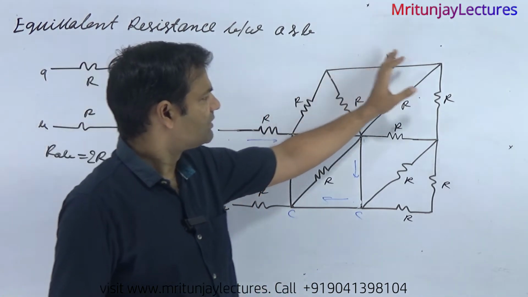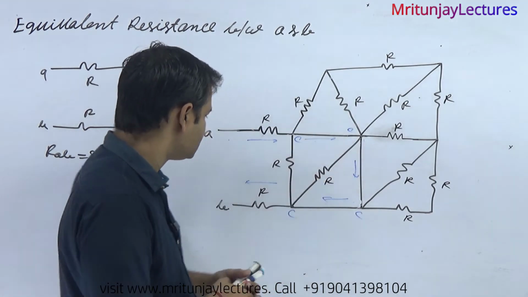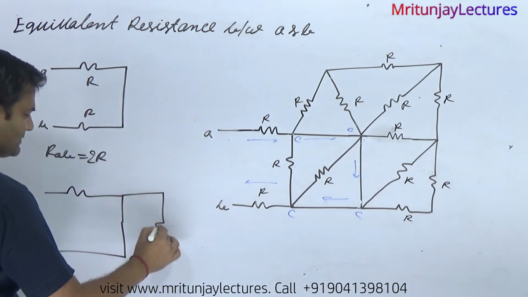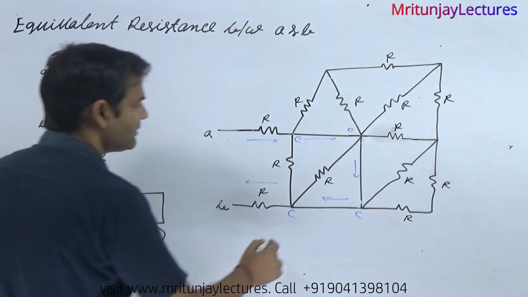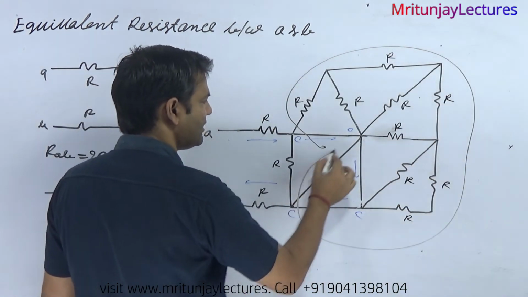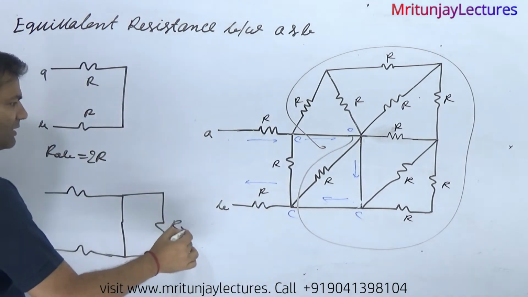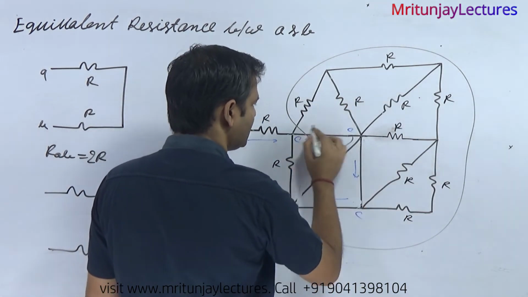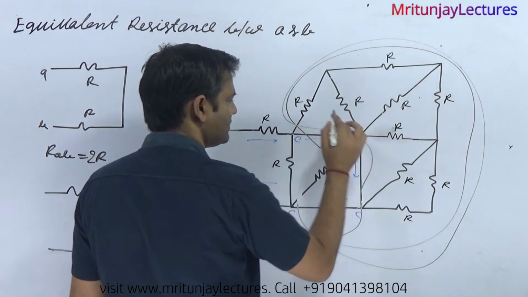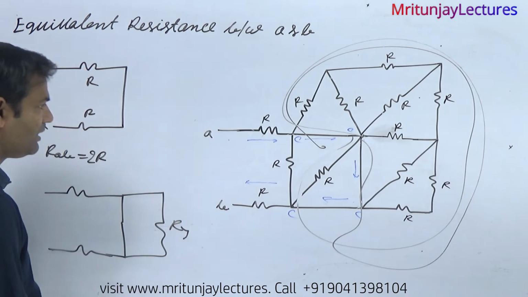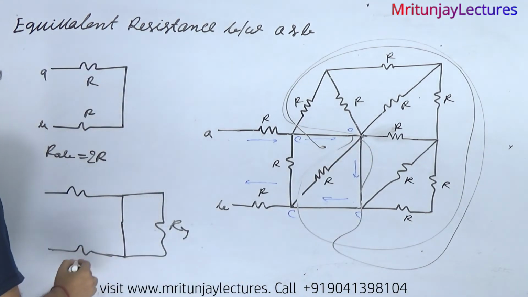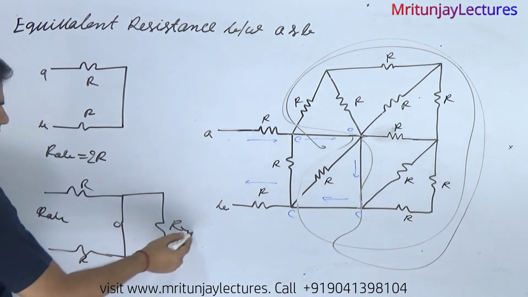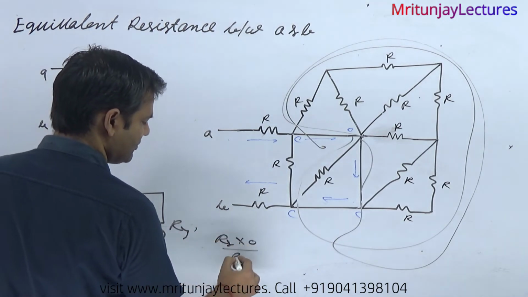Similarly, if you draw the equivalent corresponding to that circuit, suppose the combination of these, this one, this one, this one, this one, this one, this one, this one, this one, is R equivalent. And this is also in parallel. So R, and that is zero resistance. So R of AB is R equivalent into 0 divided by R equivalent plus 0.